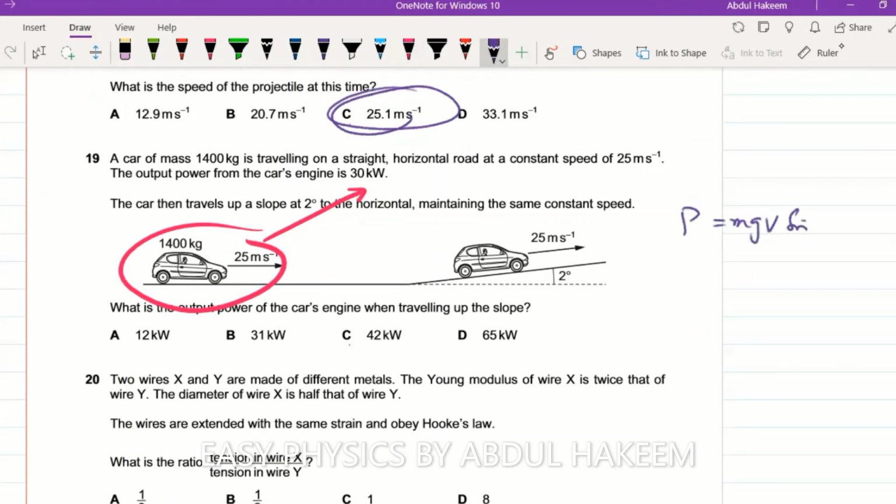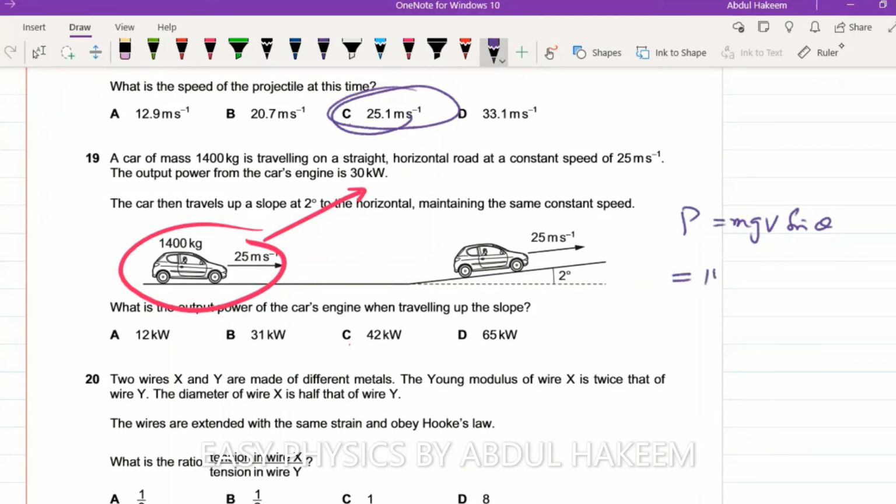mgv sine theta, because the component of the weight acting down the slope is mg sine theta. That's a force, and force multiplied by speed is power. So the extra power on the slope required is mgv sine theta.